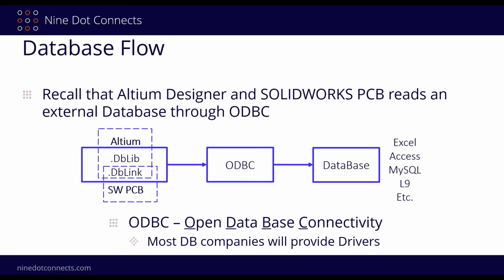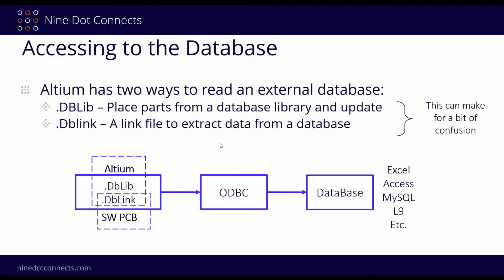We'll talk about those differences here in just a minute as to what's the difference between those two types of things. As a matter of fact, let's take a look at this particular slide. So Altium can see it in two different ways. It can see it in a DbLib, which a lot of people are familiar with, because that's just basically a database library. And then it has a DbLink. So the key difference between the two is that in a DbLib, I can place parts from that library or from that database. Whereas a DbLink, I can only extract data from that database. Okay, that's the major difference between the two of them here.